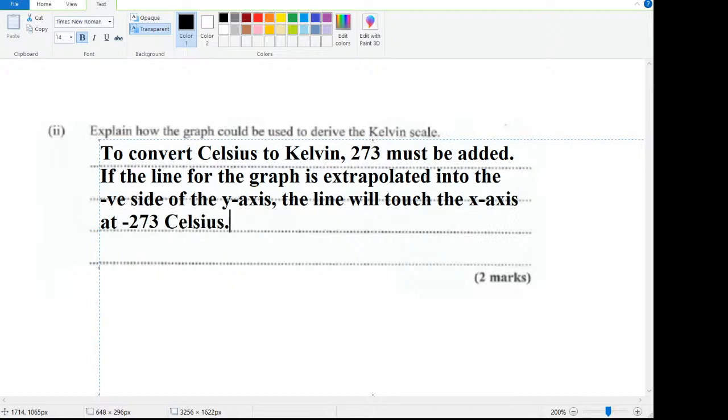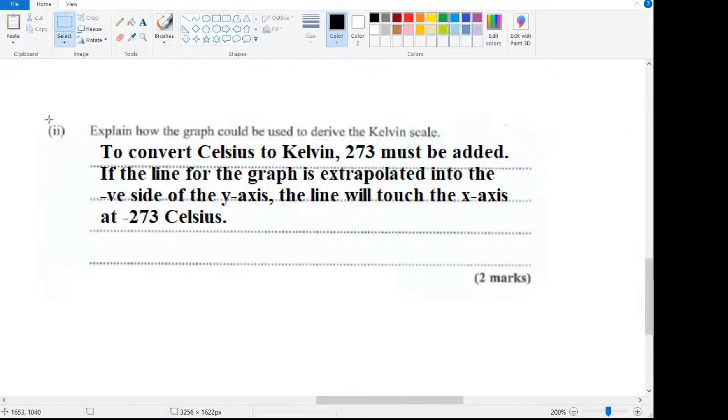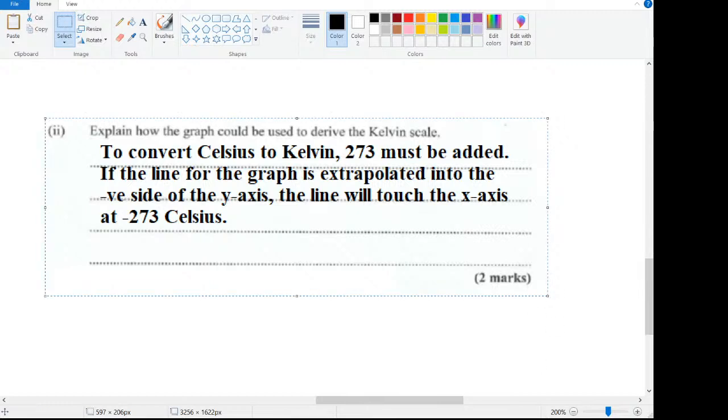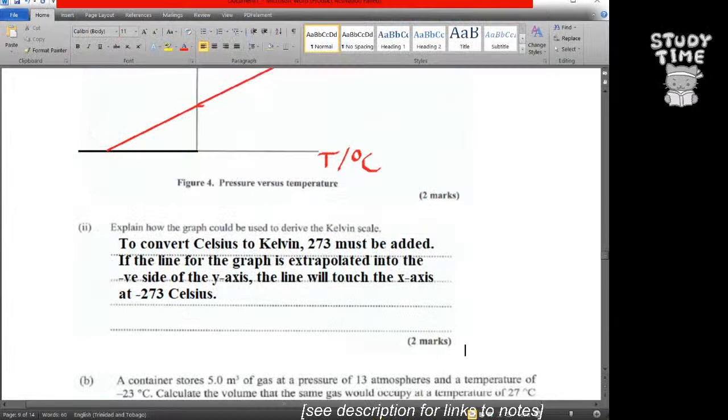I don't think you have to put all that, but I just put in that. I think you just really have to say that 0 Kelvin is the same as minus 273 Celsius. So you don't put everything I put here because it's just 2 marks.